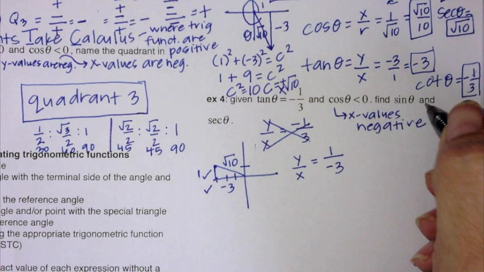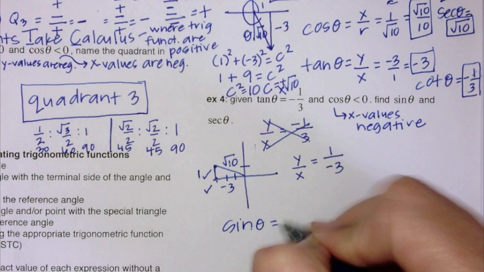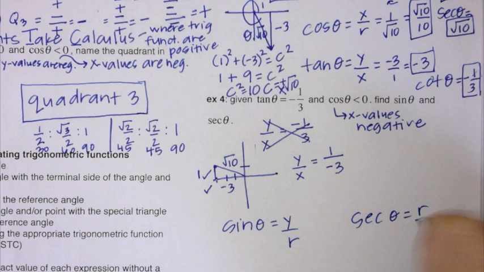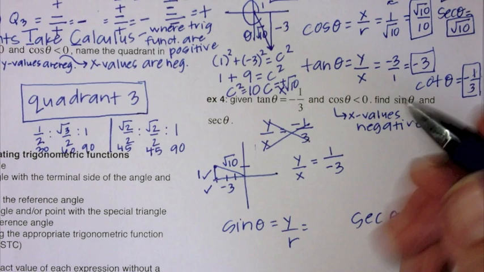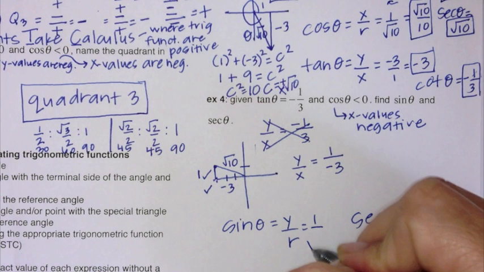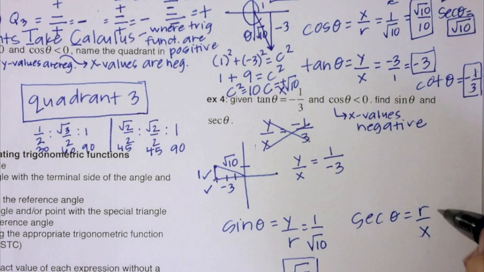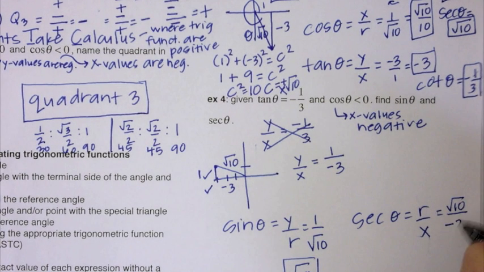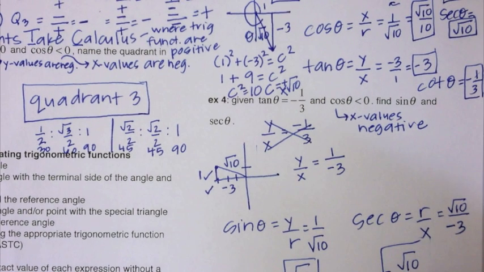And all it's asking us to do is to find sine theta, which is y over r, and secant theta, which is r over x. So now that we have a complete triangle, we can find that. So y, 1 over root 10, and then when we rationalize that, that's root 10 over 10. And then over here we have r, which is root 10 over x, which is negative 3, so negative root 10 over 3. And that's it.